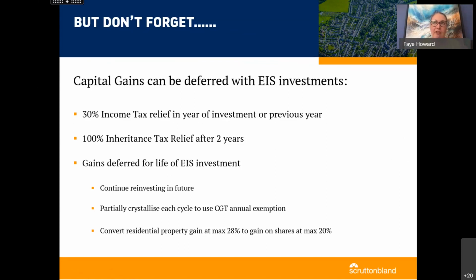But on the crystallization of that investment, what you've actually got is a gain on the shares. So we're essentially converting a residential property gain at a maximum capital gains tax rate of 28% to a gain on shares at a maximum 20%. So there'll be an 8% capital gains tax saving there.